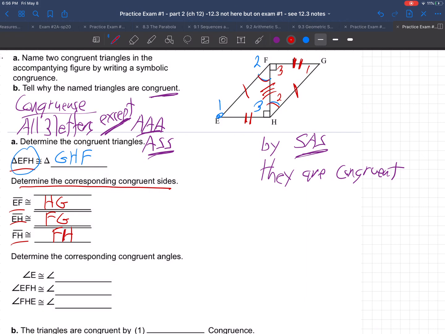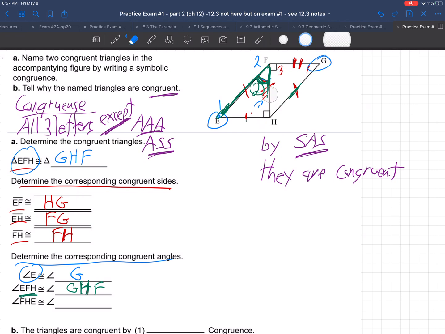All right, now it says determine the corresponding angles. So angle E in the left triangle is the same as angle G, isn't it? And now, let me do the next one here. It's going to be a little tricky. So they're saying angle EFH, that's an angle, go from E to F to H. That's this angle here, EFH. That's the same as GHF, right? The 2 and the 2. Those are the same angle. This angle here and this angle here, they're both angle 2. They got to match up.